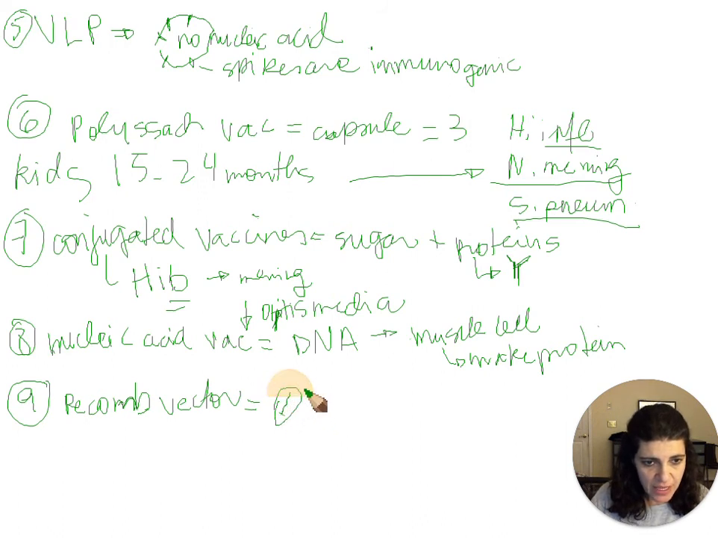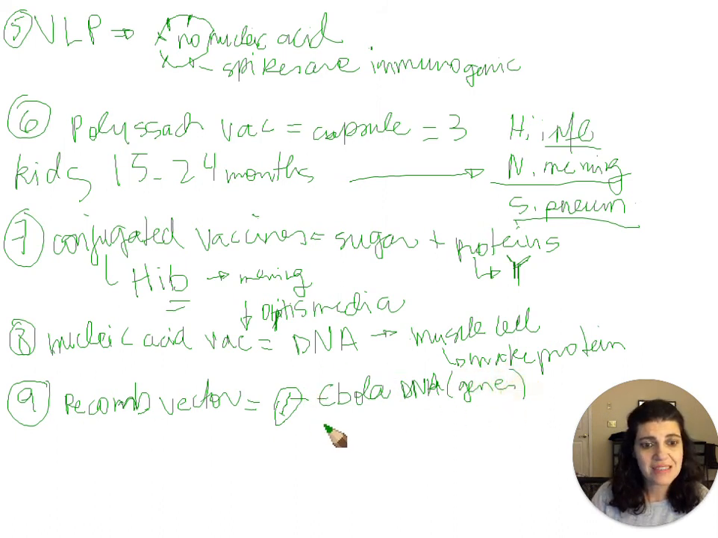For example, you can add a little part of the Ebola. That's one example. Ebola DNA or genes, right? Genes for proteins that are immunogenic. You incorporate it in this bacterium that is non-pathogenic, and this bacterium is your vaccine. Okay, so that's recombinant vector. And with this, I am done with the vaccine part.